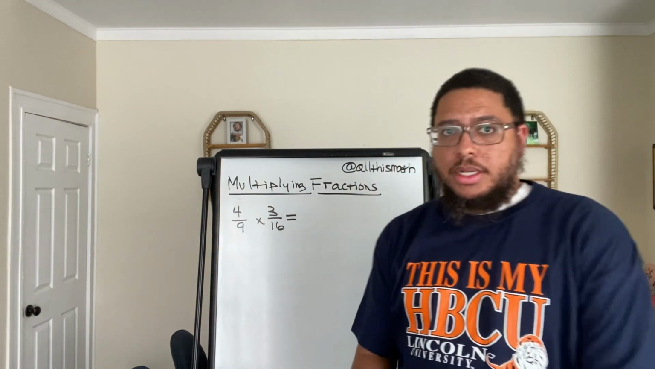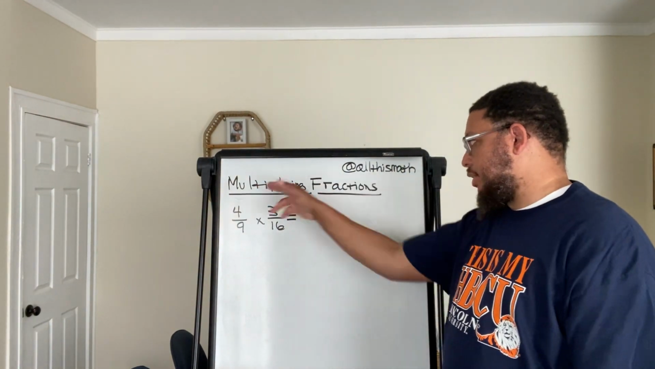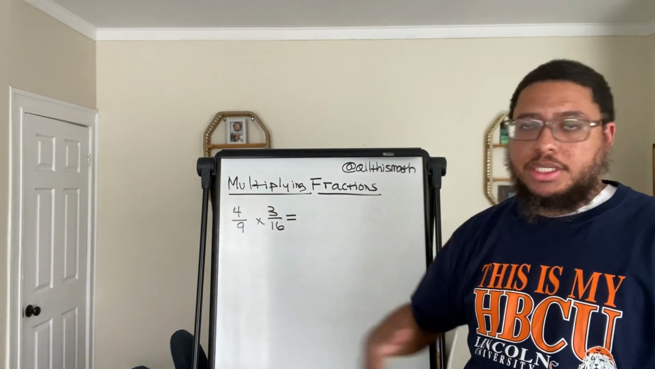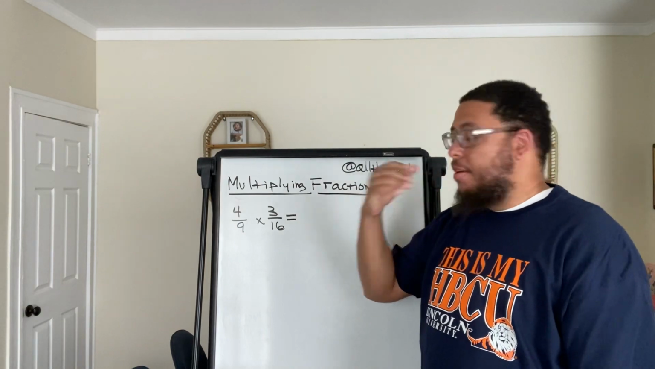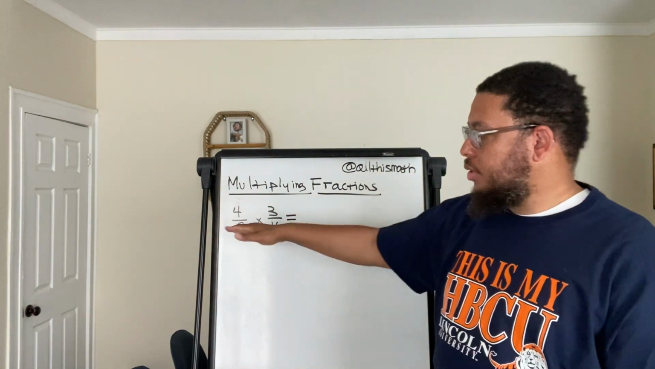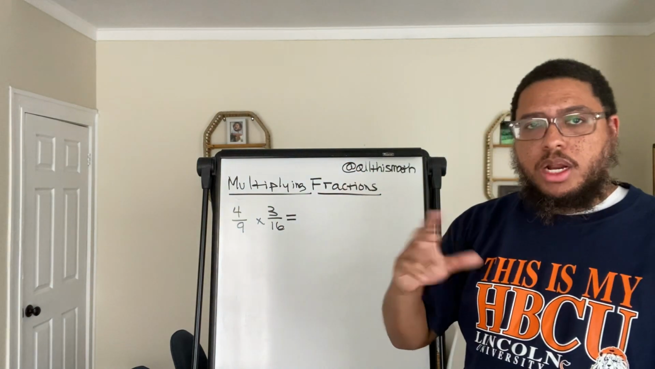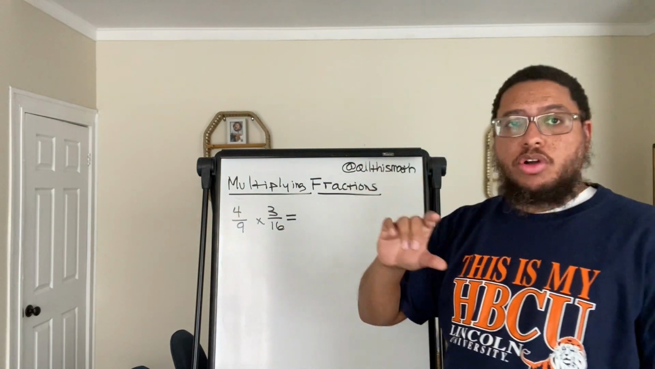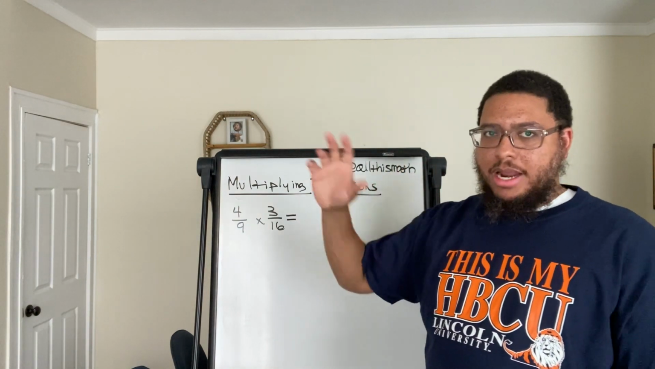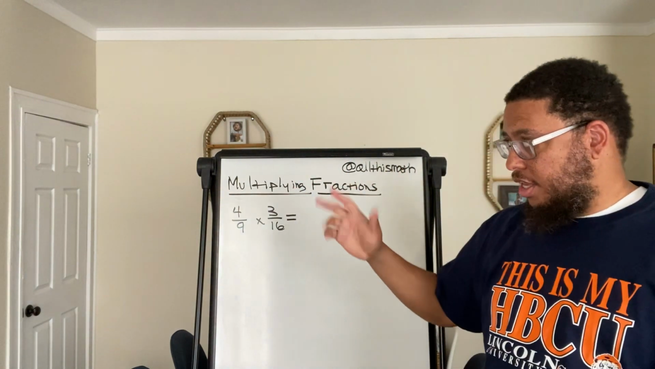All right, now let's get into multiplying fractions. We got two fractions here, 4/9 times 3/16. I'm gonna do this two different ways. I'm gonna go straight across horizontally with the numbers, and then I'm gonna do it using what I call the Malcolm X method of cross canceling. I use the Malcolm X method for a lot of math that we do, a lot of stuff that we see in math.